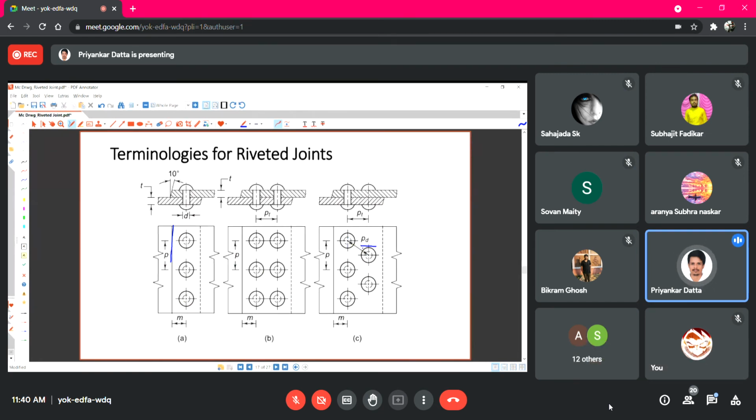That is diagonal pitch PD. And margin means the first row is located at a certain distance from the edge of the plate. So from the edge of the plate, the center of the rivet row is called the margin. If you place it very near to the end, there is a chance of failure at this end part. That is why this margin is also important. You must leave some material before drilling the holes for the rivet, so that it does not fail, right? So these terminologies are also important.